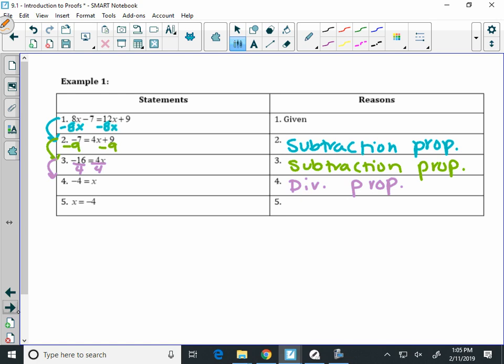So, what happened from step 4 to step 5? What changed? What happened? They flipped, right? What property allows us to flip? Yeah, the symmetric property. Negative 4 is equal to x. Using the symmetric property, we can then say x is equal to negative 4. We just switch them. Again, we don't really use this a ton. This is just an example of when we do.